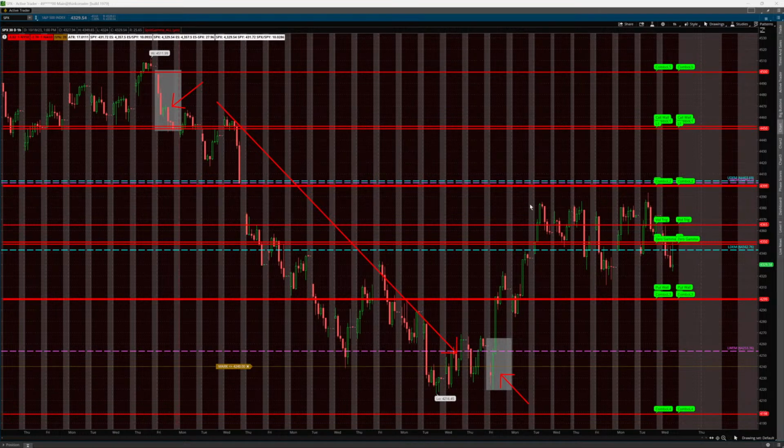SPX found resistance last week around 43.80, 43.85. That was the upper weekly expected move last week. So those are the key turning points, and then we'll look for a potential turning point with the options expiration on Friday.